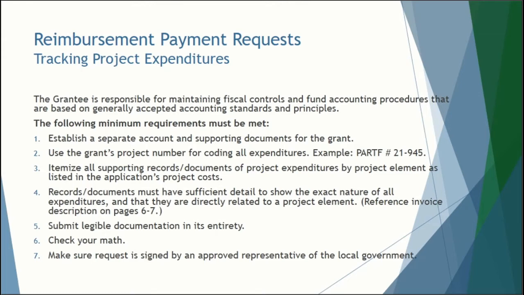Please reference the invoice description on pages 6 and 7 of the grant manual. Invoices should be made out to the local government, include name and address of the vendor, date of service or purchase, quantity of items purchased, description of items purchased or service rendered, unit price, and total amount for each line. Please note, estimates, quotes, or purchase orders will not be accepted in lieu of an invoice. Submit legible documentation in its entirety. Submit all pages of documentation, even if blank. Check your math. Make sure the request is signed by an approved representative for the local government.